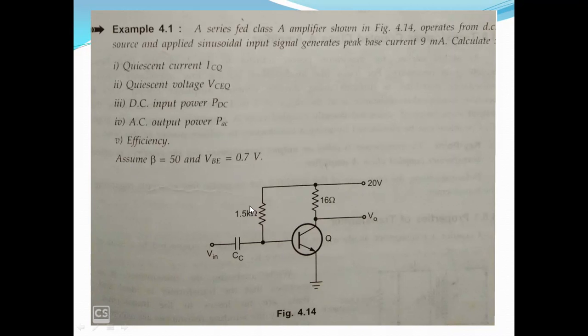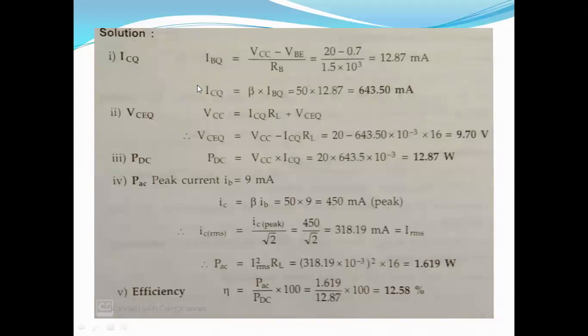Okay, so this is the circuit and this is the class A power amplifier. For this amplifier, load is 16 ohms and VCC is 20 volts. And here we have some coupling capacitor also. So here we have to find out these 5 values. First one, quiescent current ICQ. Already we know the formula: ICQ is equal to beta into IBQ. There is a relation between IC and IB: IC is beta into IB. To find out the ICQ value, we know beta, but we have to find out IBQ.